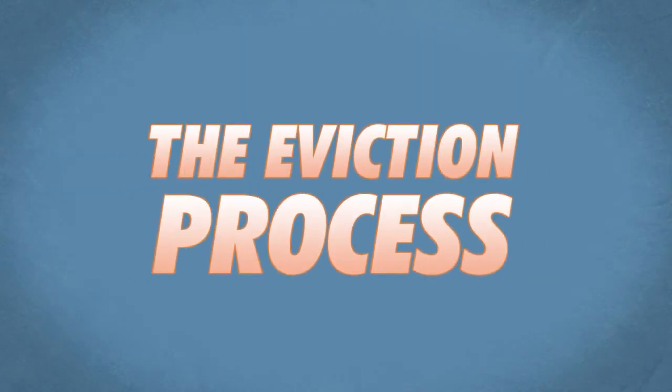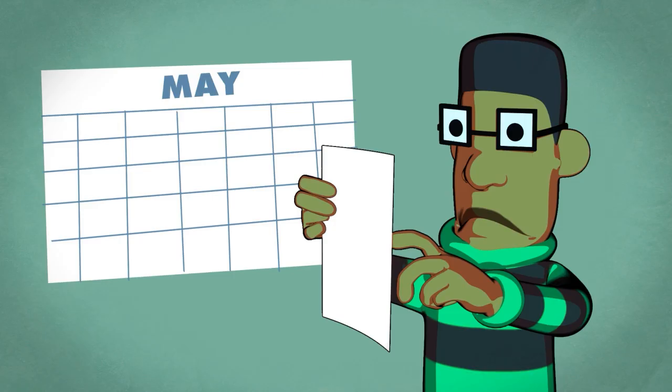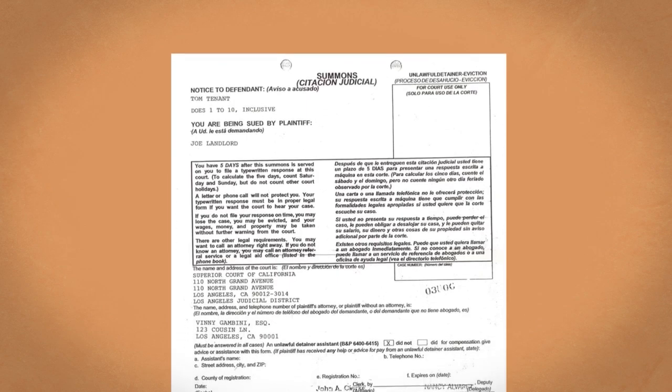The eviction process. This video gives you a quick overview of how the eviction process works in California. Step 1. Notice. First, the landlord must send you a notice. The most common type is a 3-day notice to pay rent or quit. This tells you that you must pay all your rent stated in the notice within 3 days of receiving it. If you don't, the landlord can start an eviction lawsuit.